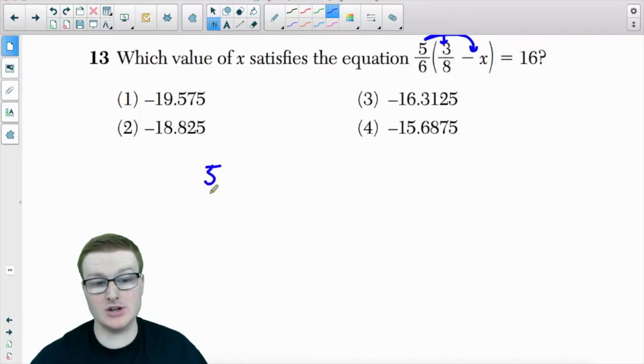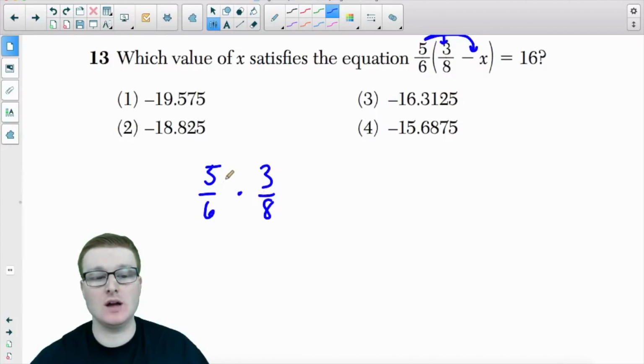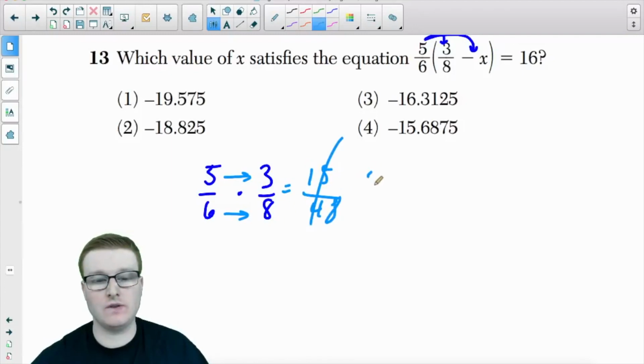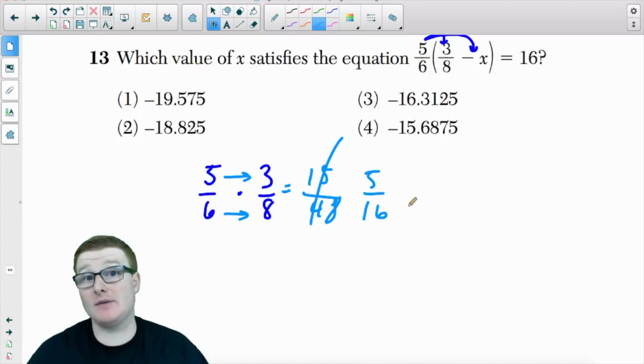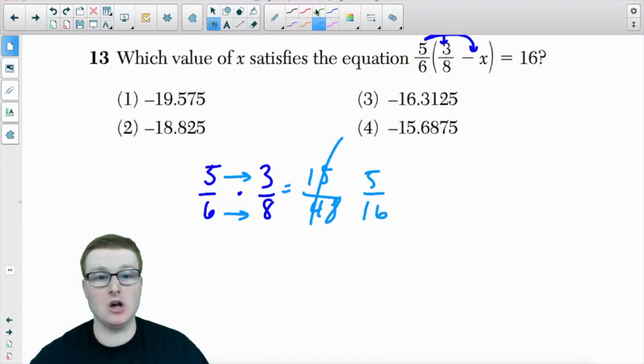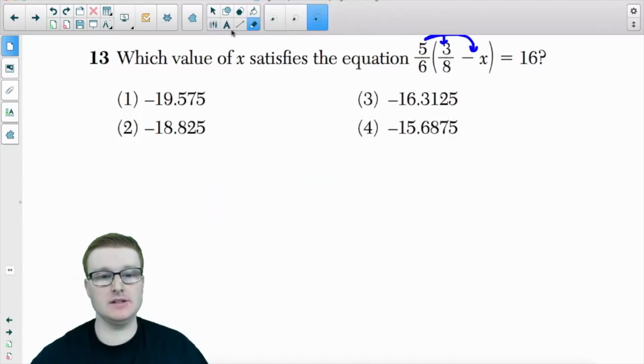Of course, you can plug it into your calculator, but really, multiplying fractions is not that bad. You basically just multiply across. So 5 times 3 is 15. 6 times 8 is 48. You can even reduce this to 5/16 just because you could take out a common factor of 3. Okay? So, let's go ahead and solve it.